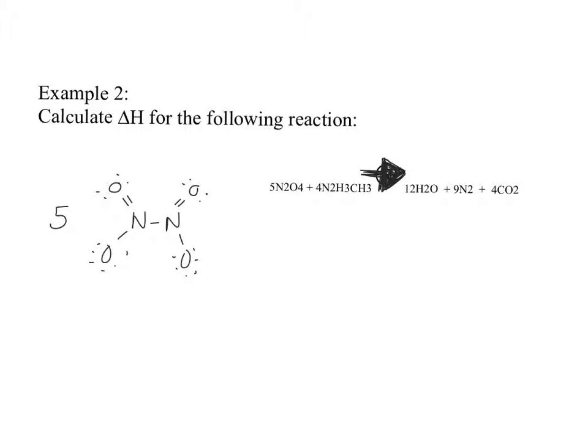N2H3CH3. So we've got N2, so we've got 2 N's bonded to one another, and that's bonded to a C that has 3 H's around it. And then we have 3 hydrogens around the ends.